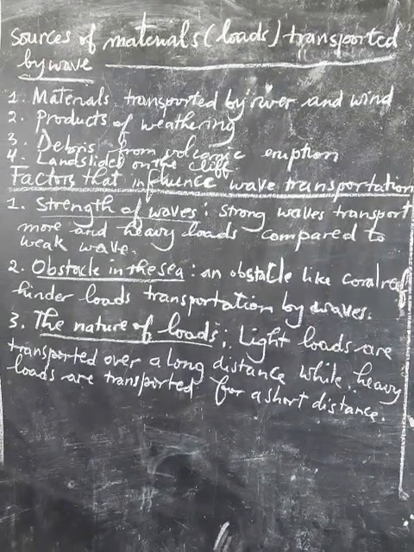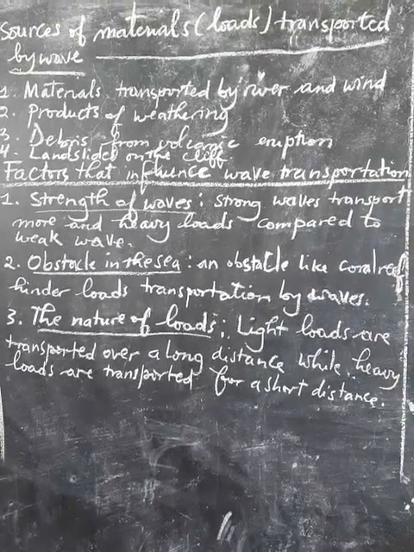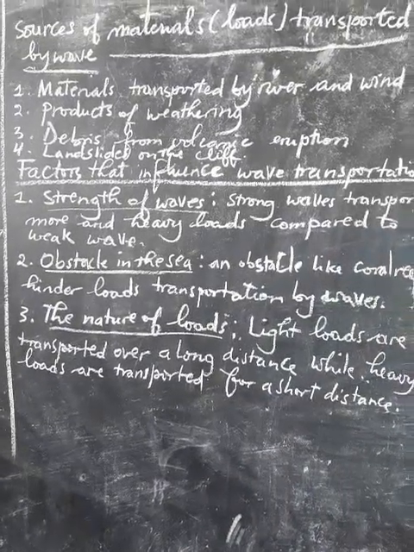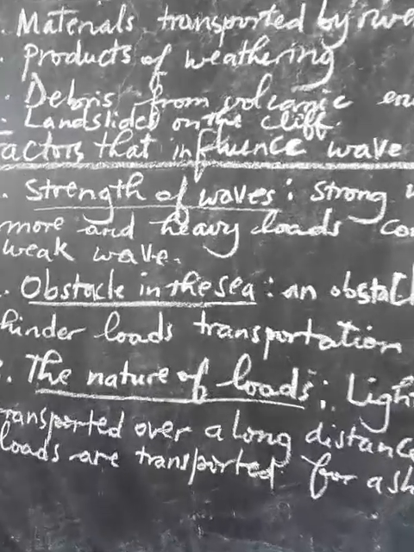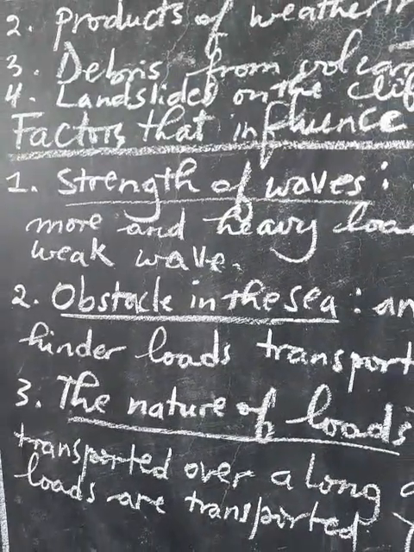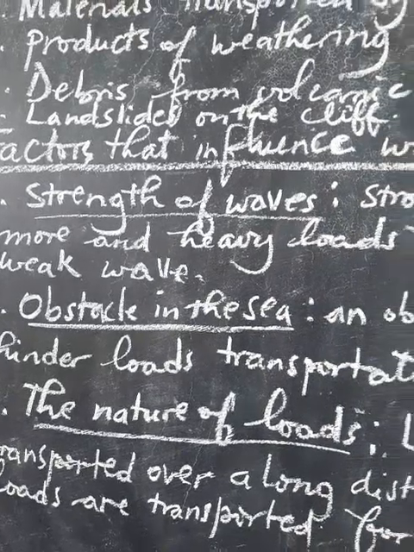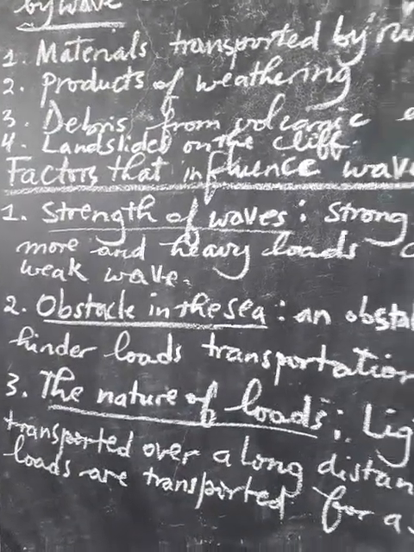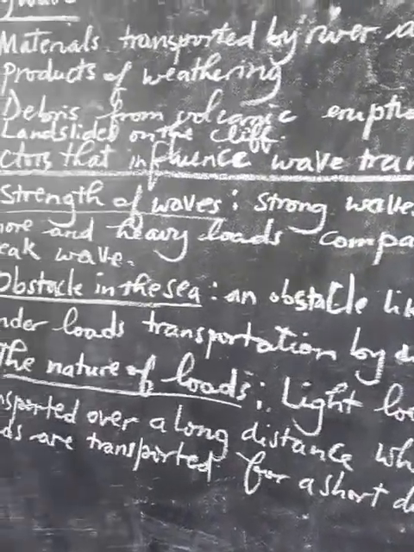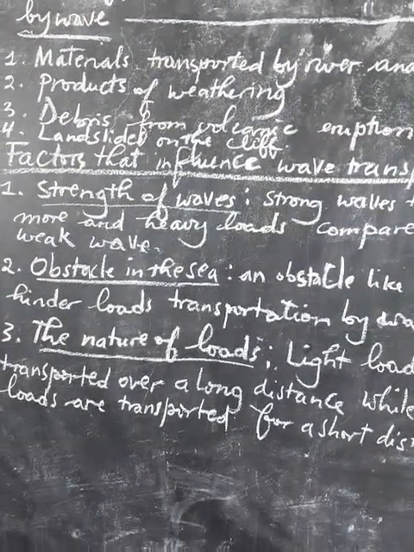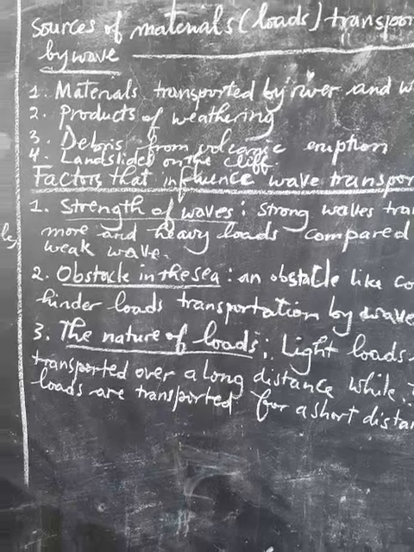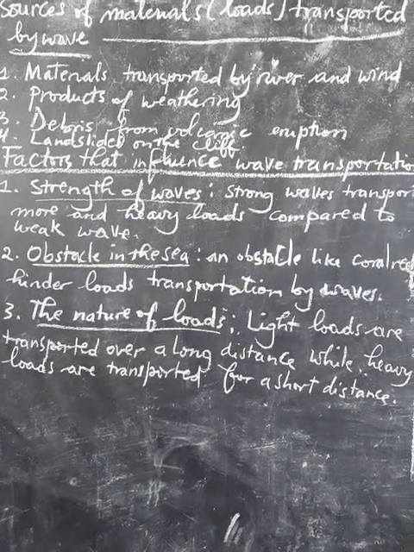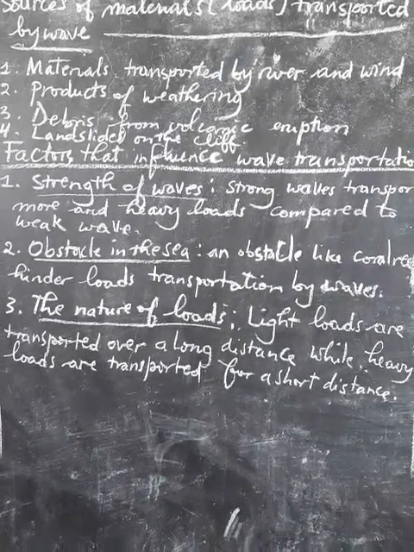Then let's look at the factors that influence wave transportation. When a wave is transporting the materials, there are some factors that help it to transport those materials. Number one, we have the strength of a wave. When we talk of the strength of a wave, we mean that strong waves transport more and heavy loads compared to weak waves. Strong waves transport more materials and even those materials which are heavy, while weak waves transport light and fine materials. Therefore, it is a factor.